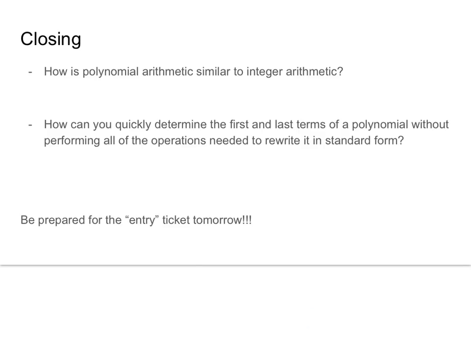All right. How is polynomial arithmetic similar to integer arithmetic? I mean, we use PEMDAS with all of it, right? So they're very similar. We do everything in the right order, or you won't get the right answer. How can you quickly determine the first and last terms of a polynomial without performing all the operations needed to rewrite it in standard form?